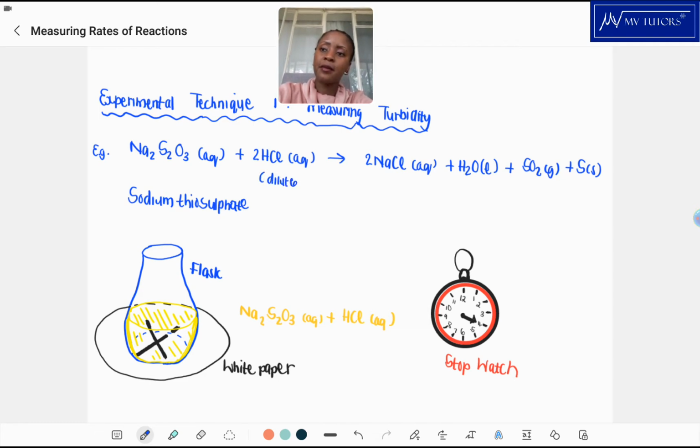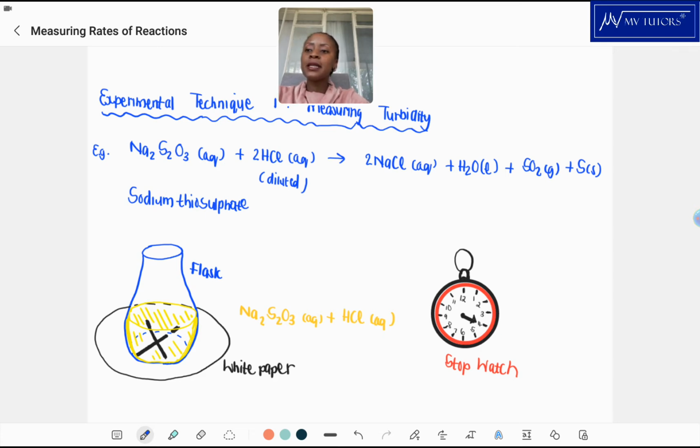Diluted hydrochloric acid. And then for your products, you're going to get sodium chloride, which is a salt that is dissolved. You get water, and then you get sulfur dioxide. Did I say sodium? Sorry, sulfur dioxide. And then you get the precipitate, which is sulfur, and that precipitate that forms is yellow. Hence I tried to put a yellow solution there.